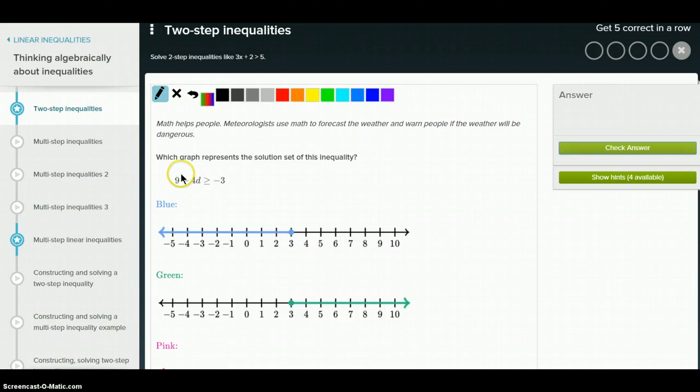So the first step is we're going to subtract 9 from both sides, and we're going to get, so negative 9 over here, that goes away, and then negative 3 minus 9 is negative 12. Okay, and then we're going to divide by negative 4 on both sides to get d by itself.